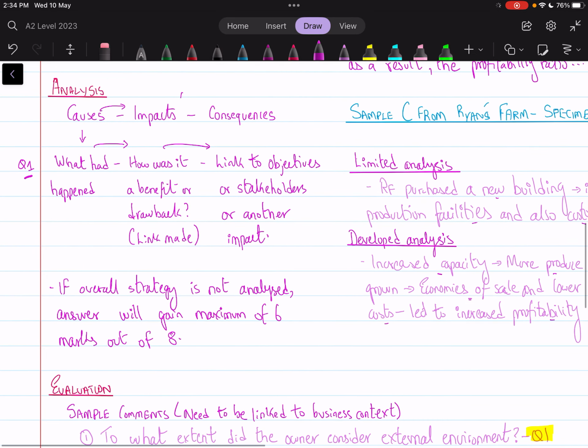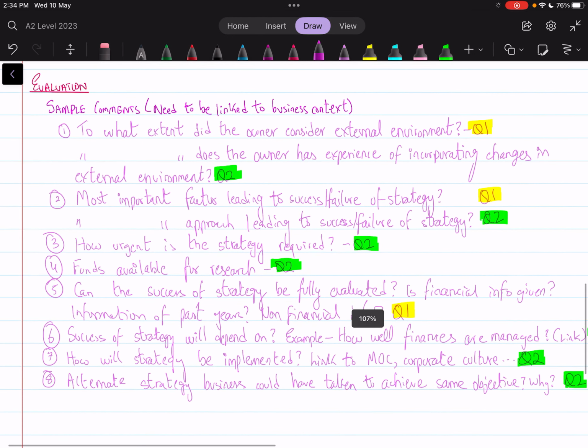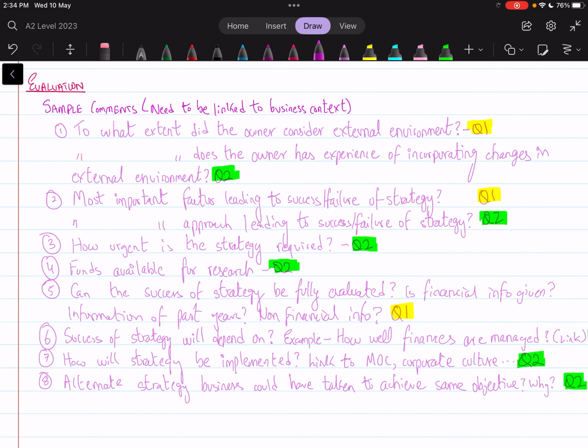Alright, so when you talk about evaluation in paper 4, there are certain sample statements that I have written for you. Some of them have increased relevance for question number 1, whereas some of them have increased relevance for question number 2. You can see the color coding, yellow for question 1 and green for question number 2.